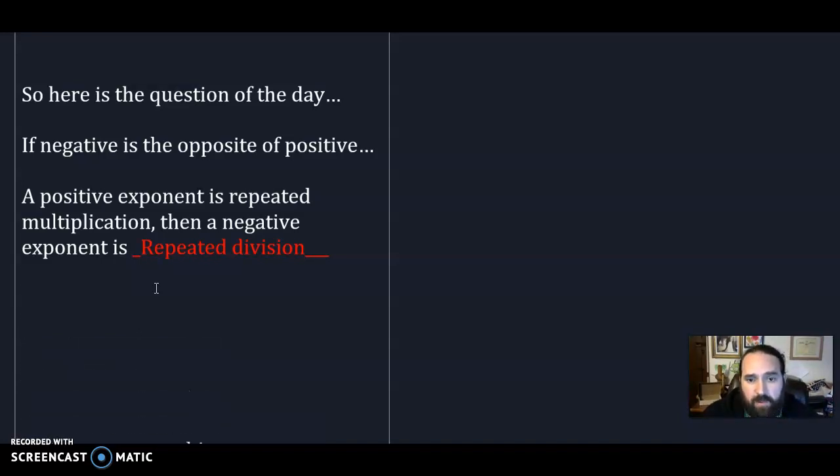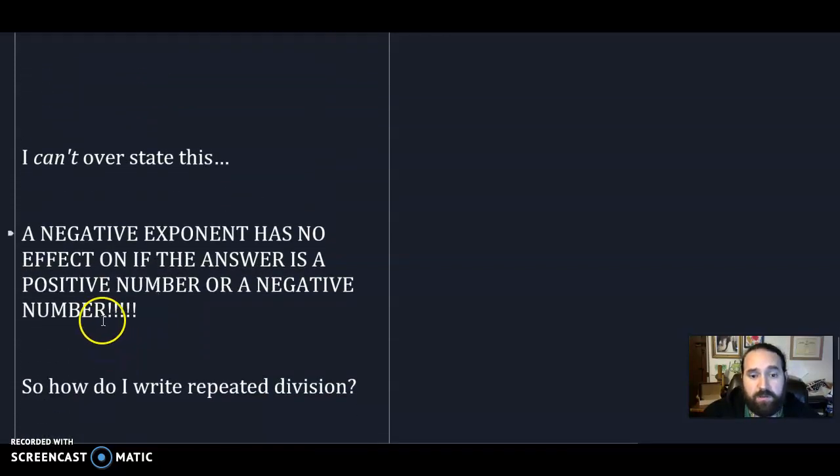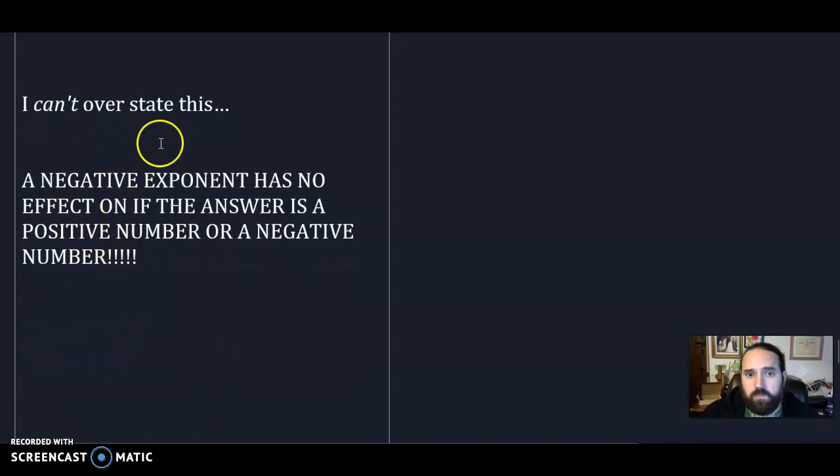Now guys, I made a point of being silly with this in most of our classes today. I can't overstate this, guys. A negative exponent has no effect on the sign of the answer. The negative exponent means we're dividing. So if I have a positive base, I'm still going to have a positive answer. If I have a negative base, we're going to be doing our math out appropriately, and I could have either a negative answer or a positive answer. Either one's possible when it's a negative base. It has nothing to do with the exponent.